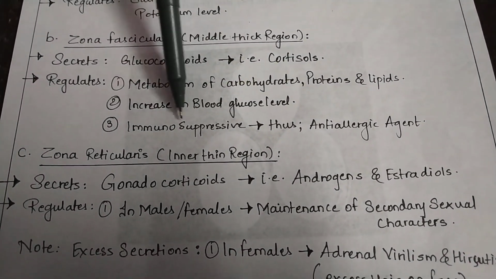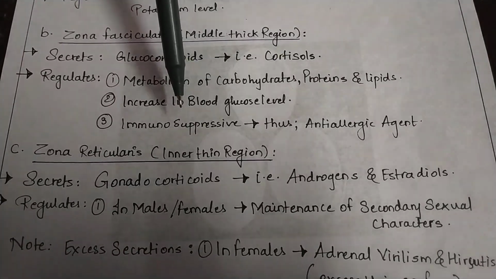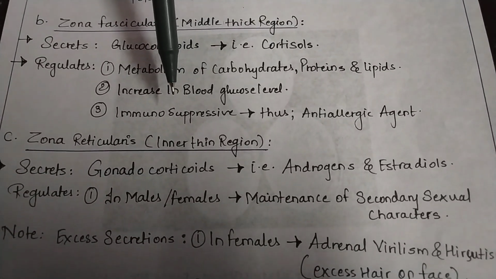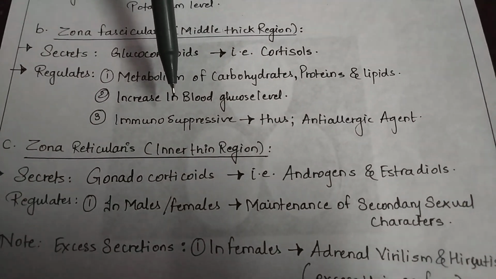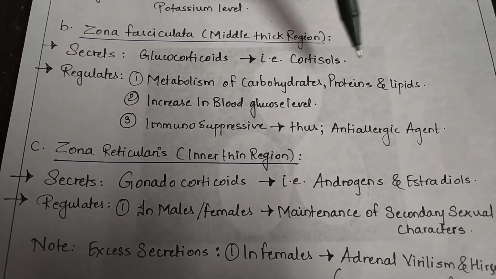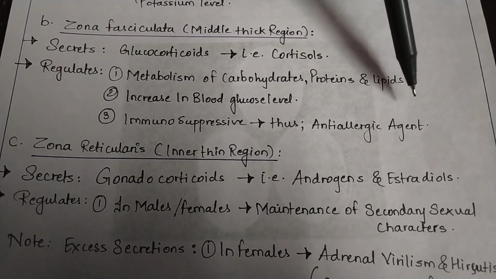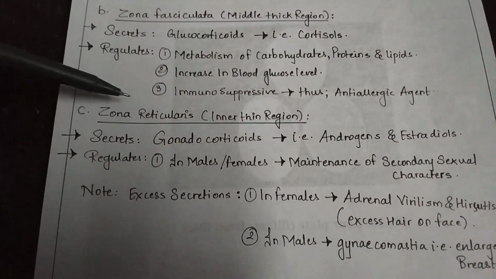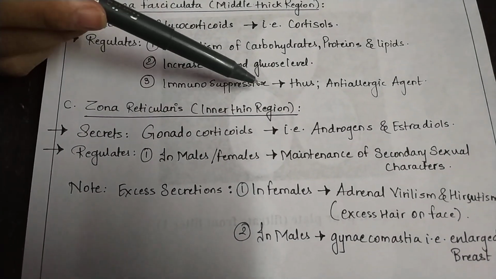Whenever there is immunosuppression at that period of time, mostly the allergens, the allergy that patients or any particular person have, that can be prevented, and because of that such hormone can also act as an anti-allergic agent. Last part is nothing but your zona reticularis, that is the inner thin region.